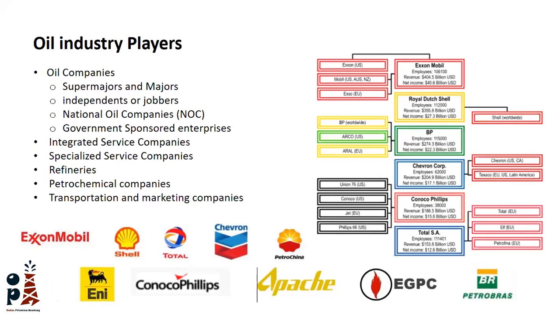The fourth type of oil companies are government-sponsored enterprises. These are private companies, but the majority of the stock of the company is related to the government. This is like Petrobras in Brazil.